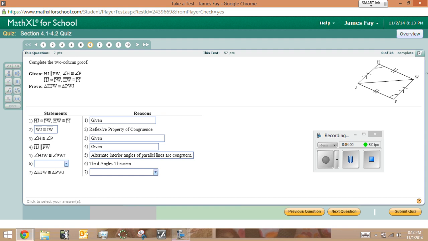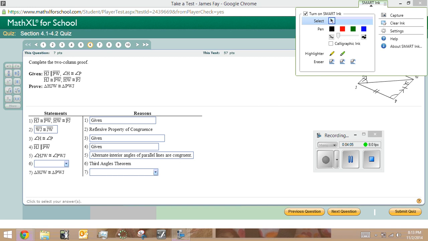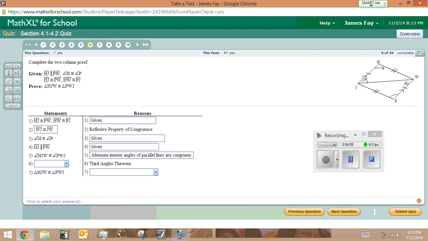Okay, now if those two angles here are congruent, these two angles up here are congruent, that means that the third angles, that angle there and that angle there, also have to be congruent. So we'll name those. HWJ. Okay, so JWH, same thing, JWH, and then WJP. So it's got to be those two, third angles there.